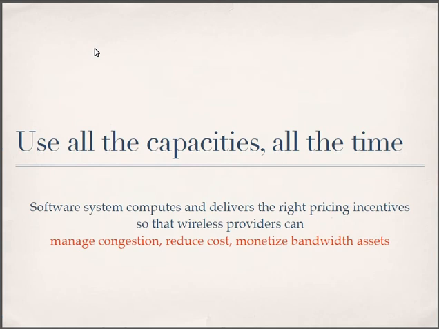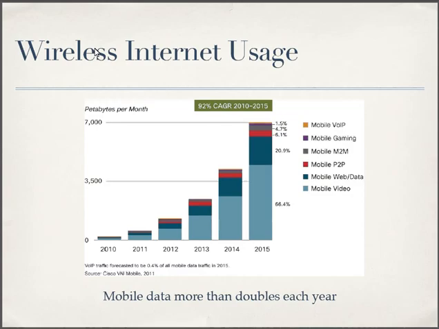Congestion pricing has been around for several decades now, and now what has changed? Cisco predicts the mobile data traffic more than doubles every year, and video is the main driver for this trend. This year, the video traffic will exceed 50% for the first time and will be almost two-thirds of the entire mobile traffic within 4 years.